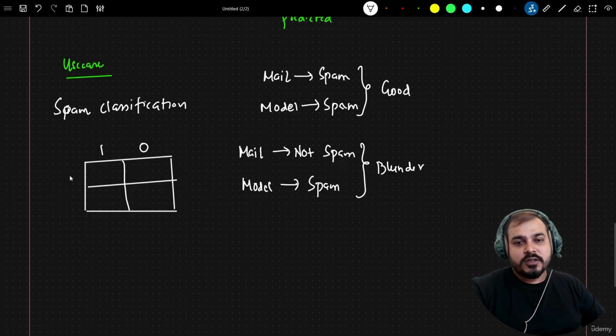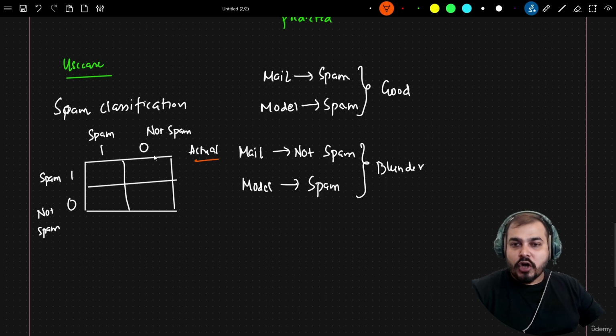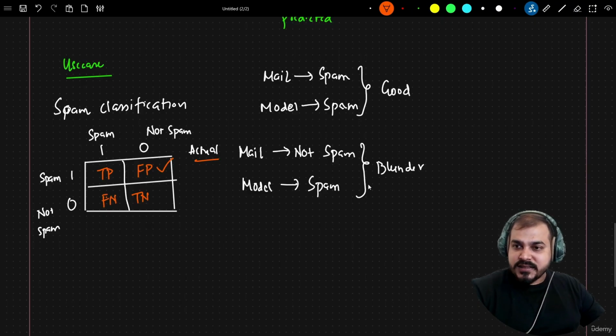Okay, so let's say this is 1 0, this is 1 0. Now in this particular case, if I say 1 basically means spam, 0 basically means not spam, right? So let's say this is spam and this is not spam. This is the predicted output. Now in this particular scenario, when my mail actual value is here, right? When my mail is not spam basically means here, and my model is predicting it as spam. So this is the error it is basically coming up with, a false positive error, right? This is obviously true negative, this is false negative. But in this particular case, this is a blunder, right?